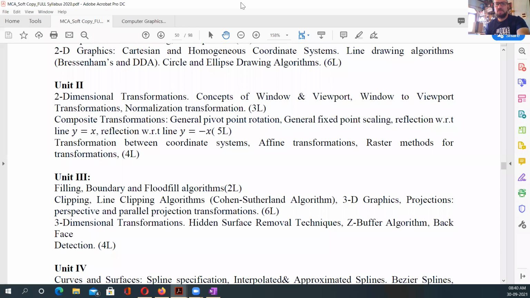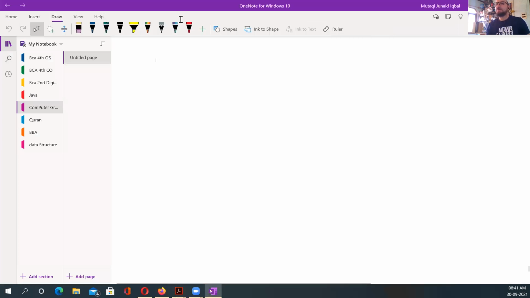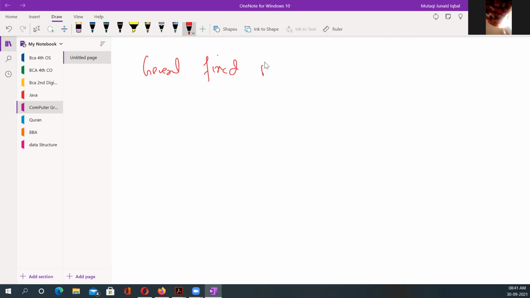So our topic today is general fixed point scaling. Let me draw this right here. General fixed point scaling. Yesterday we had the general pivot point rotation.